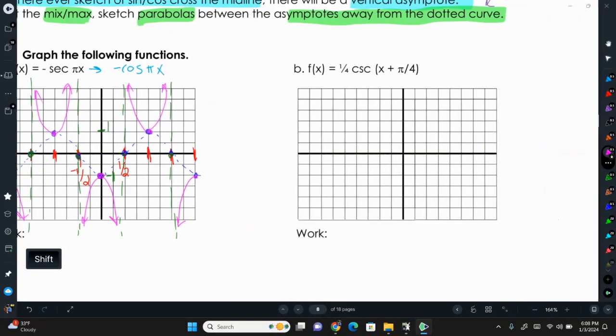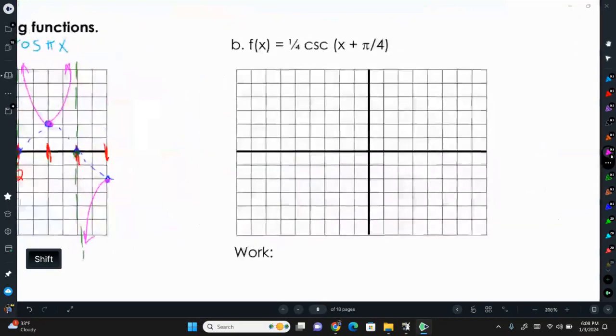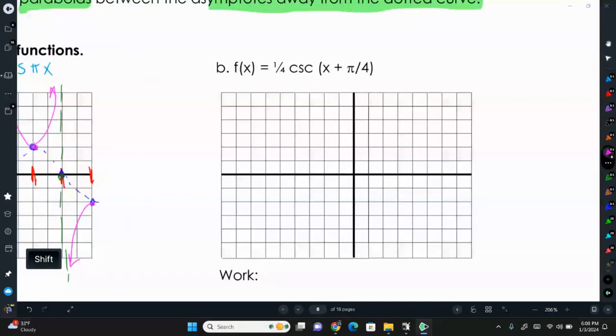All right, now letter B, 1/4 cosecant of x plus pi over 4. So this is really going to be 1/4 sine x plus pi over 4. So that pi over 4, these are going to go right pi over 4. So not right, left, opposite of what we see. So it's going to be left pi over 4.